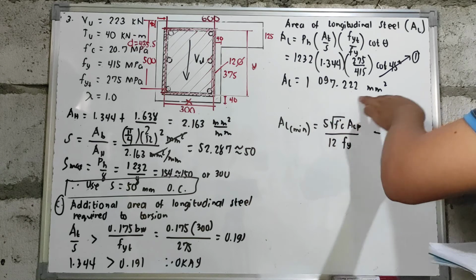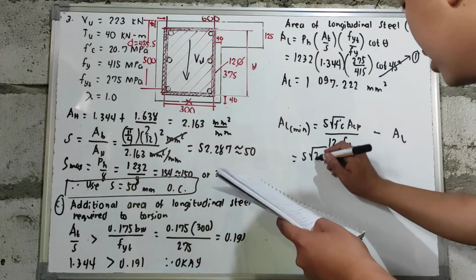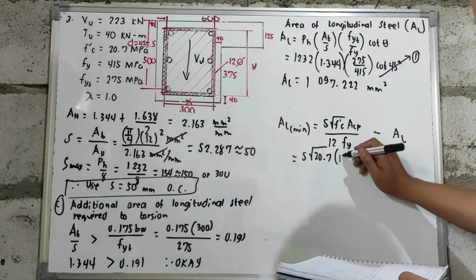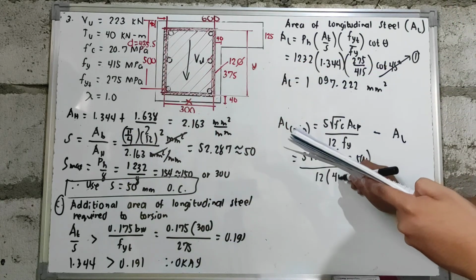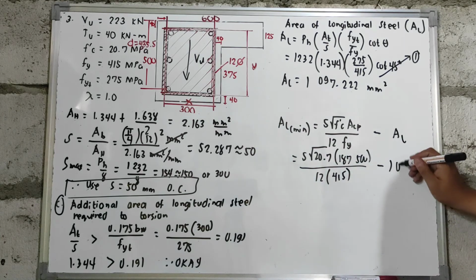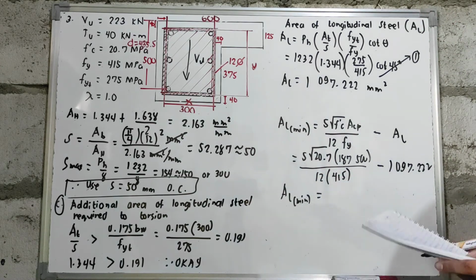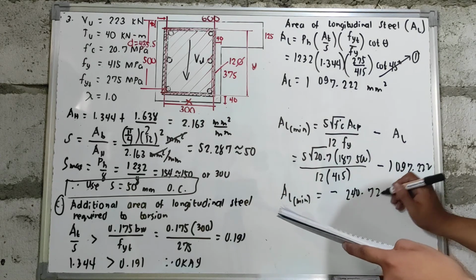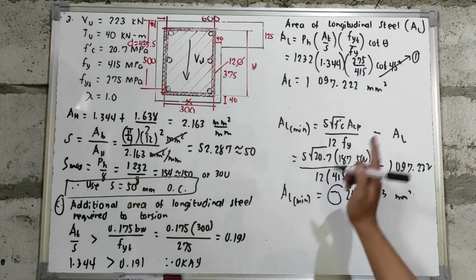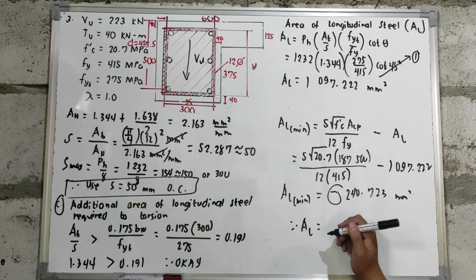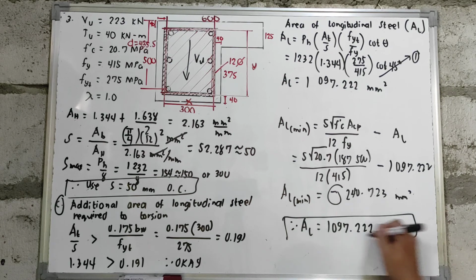mm squared. Siyempre, ipagko-compare natin yan to the value ng minimum natin na area. So meron tayo dito 5, square root of yung F prime C natin na 20.7, yung ACP natin na 187,500 over 12 yung FY natin, which is equal to 415 minus yung AL natin na 1,097.222. So the value ng AL minimum natin, that is negative 240.723 mm squared. Kaso nga lang wala namang negative eh. Diba? Wala namang negative na area. That's why kunin natin yung higher value. Therefore, yung AL na gagamitin natin o yung area na gagamitin natin is 1,097.222 mm squared. So this will be your area.